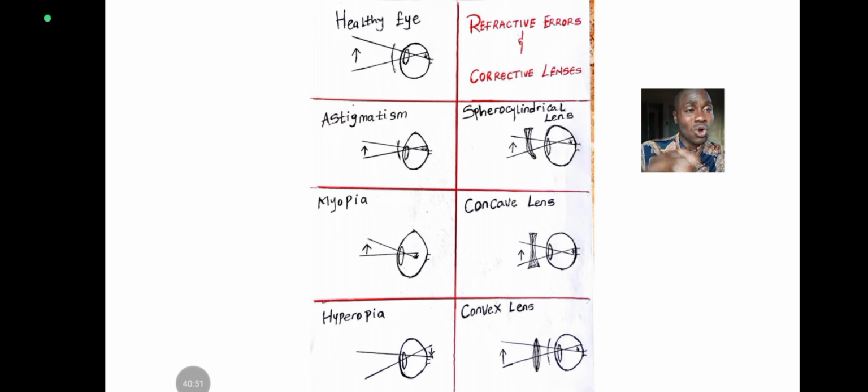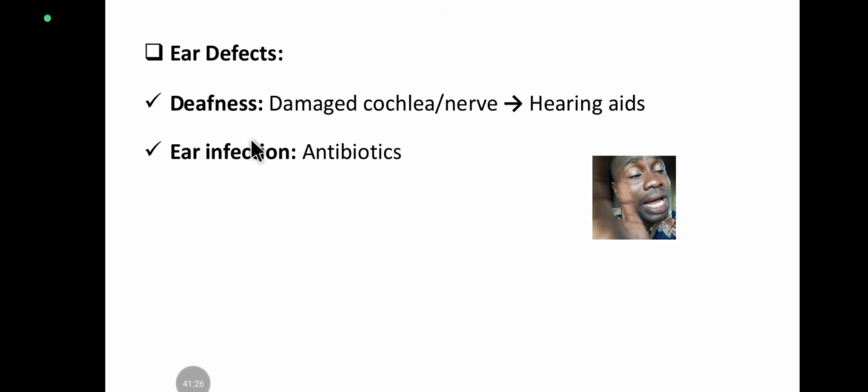You might bring concave and convex together. That makes some people's glasses, the medicated or correction glasses they wear, thicker. You see a person wearing big, very thick glasses. It's because they had to mesh more than one lens together to ensure that the correction is attained. Now let's look at the most common defects of the ear.